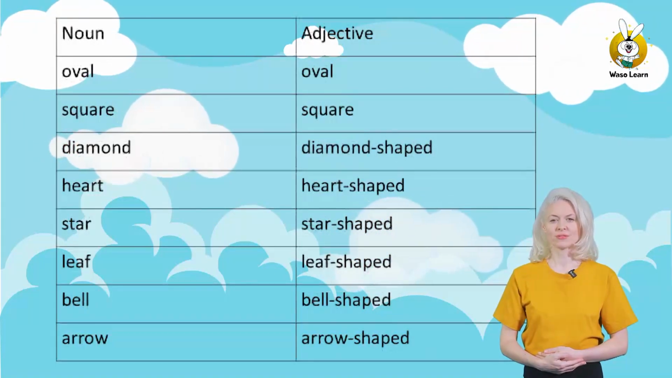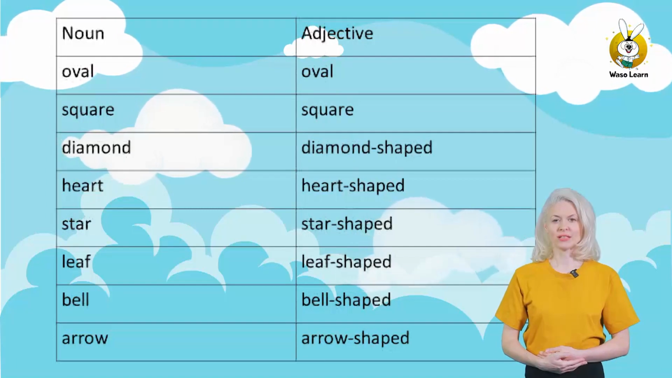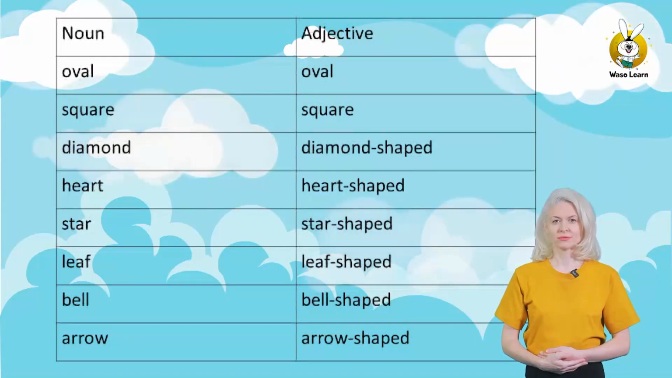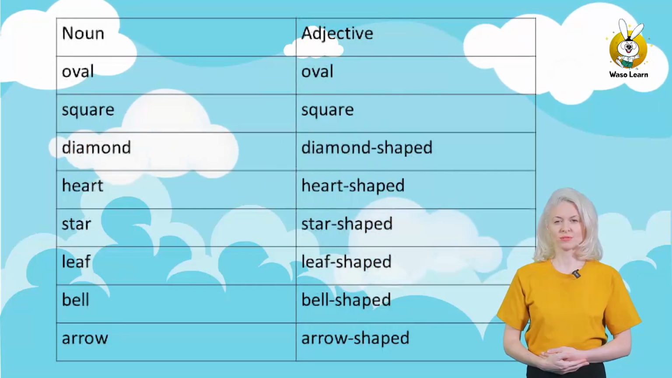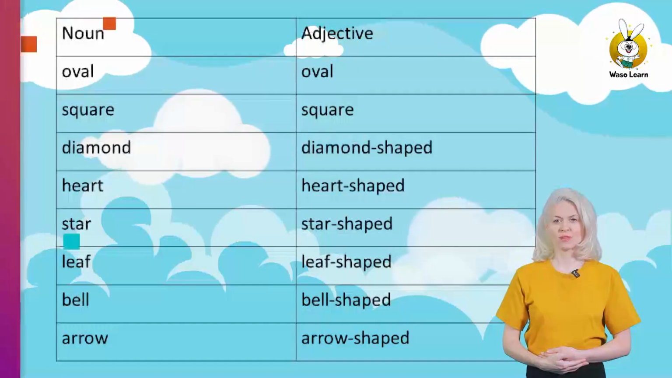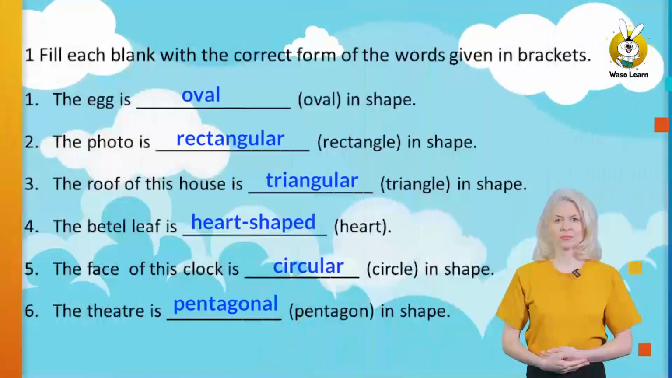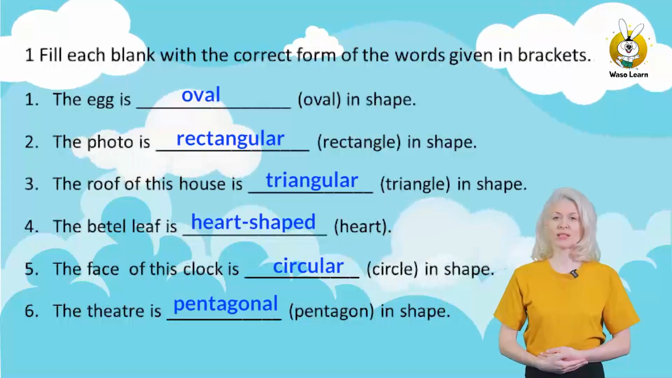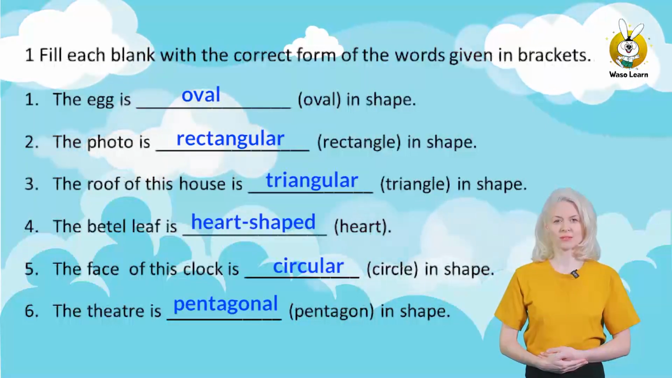Noun, leaf. Adjective, leaf-shaped. Noun, bell. Adjective, bell-shaped. Noun, arrow. Adjective, arrow-shaped. 1. Fill each blank with the correct form of the words given in brackets.